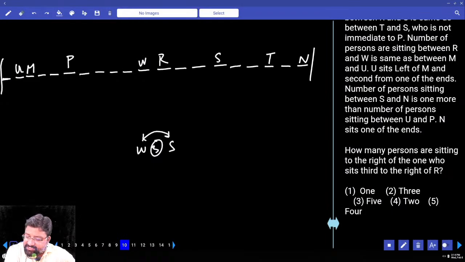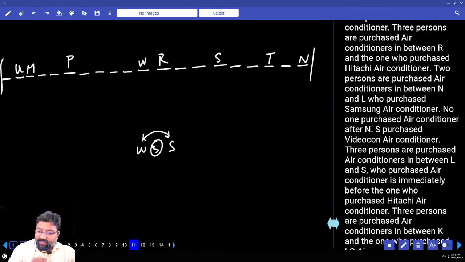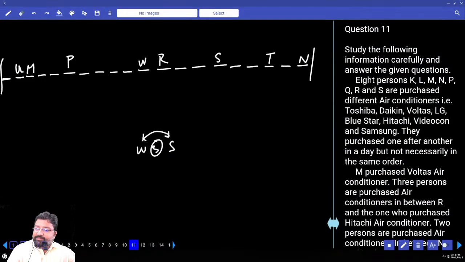How many persons are sitting to the right of the one who sits third to the right of R? Third to the right of R is S. Right of S, 1, 2, 3, 4, 5. 5 members, option 3. Question number 11, what's happening here?